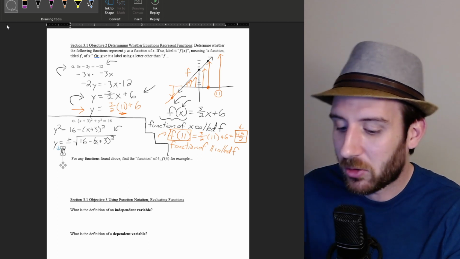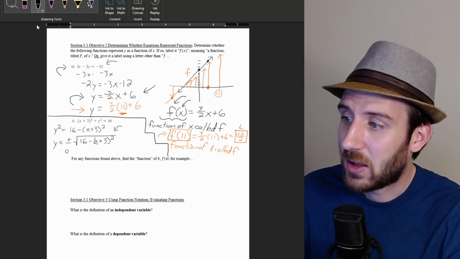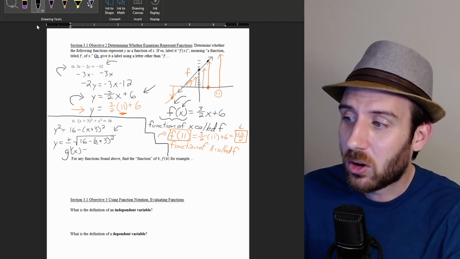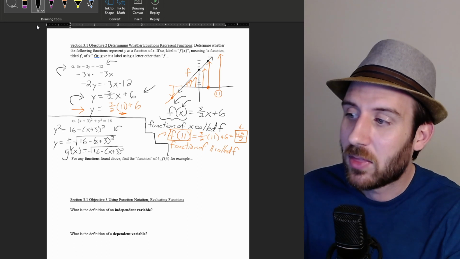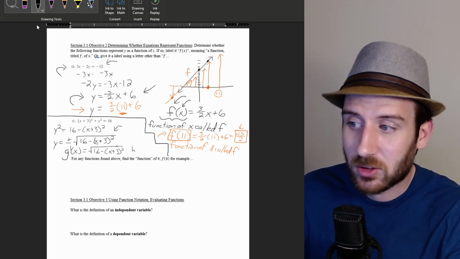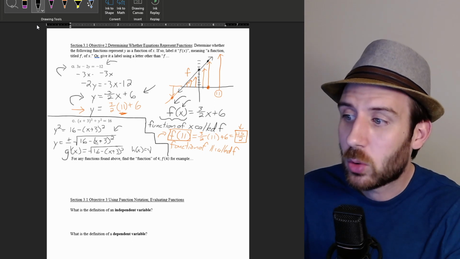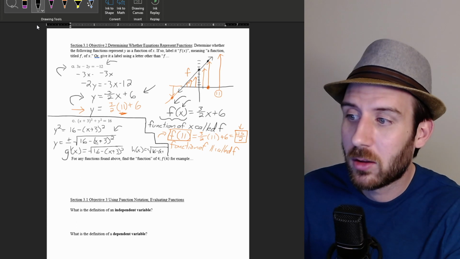Let's play it with some other numbers. We'll call it g, because y, that's the letter that comes after f. I'm not creative. So we'll say g of x, we could call the square root of 16 minus x plus 3 squared. And then h of x, because I'm again just going through the alphabet, h of x would be the negative square root of 16 minus x plus 3 squared.